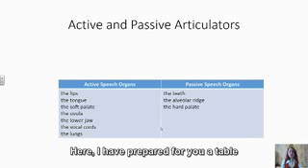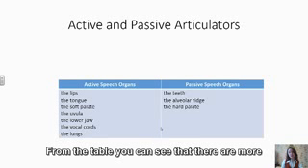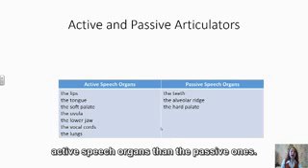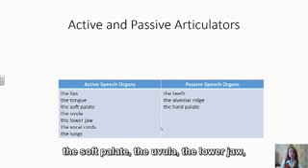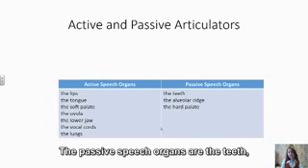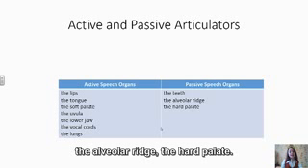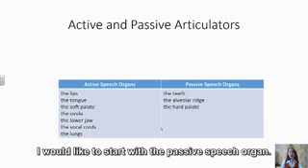So I would like to speak about each articulator in detail and define its function. Here I have prepared for you a table with the active and passive speech organs. From the table you can see that there are more active speech organs than the passive ones. The active speech organs are the lips, the tongue, the soft palate, the uvula, the lower jaw, the vocal cords, the lungs, and that's all. The passive speech organs are the teeth, the alveolar ridge, the hard palate.